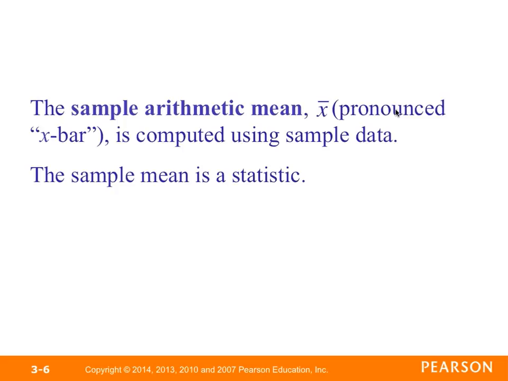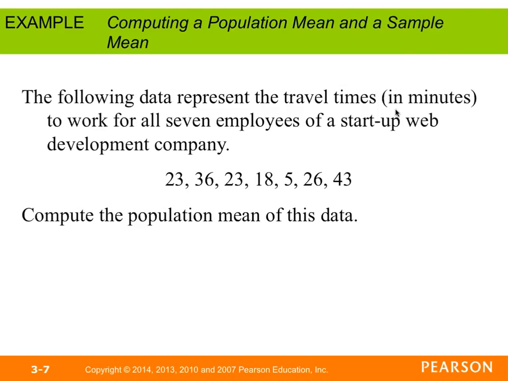Now the sample mean, which is pronounced x bar, it's just an x with a bar on the top, is computed using sample data. And since it's computed using sample data, it's a statistic. But you actually calculate the population mean and the sample mean exactly the same way. It just depends on whether you have a population or a sample.